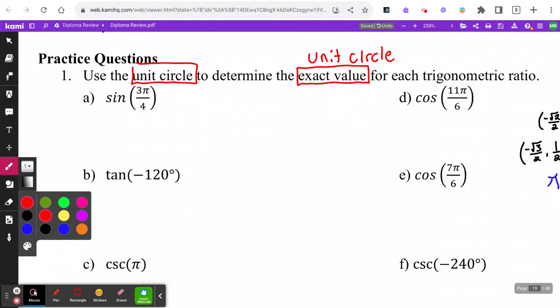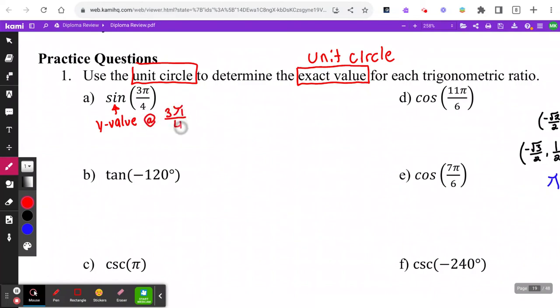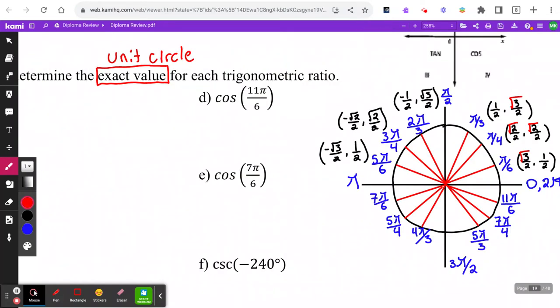Use the unit circle to determine the exact value for each trigonometric ratio. Okay. Sine means y over r. R is 1 because it's the unit circle. So sine really just means the y value at 3 pi over 4. That's what it's asking you to do. You'd go to your unit circle, you'd find 3 pi over 4. 3 pi over 4 is here. The y value is root 2 over 2. This thing is root 2 over 2.